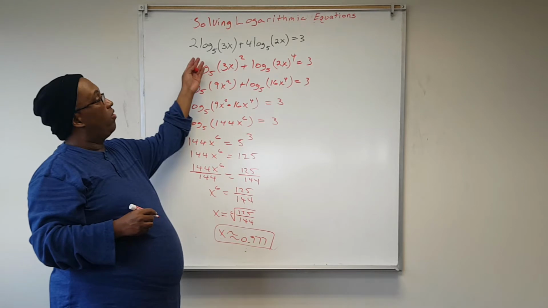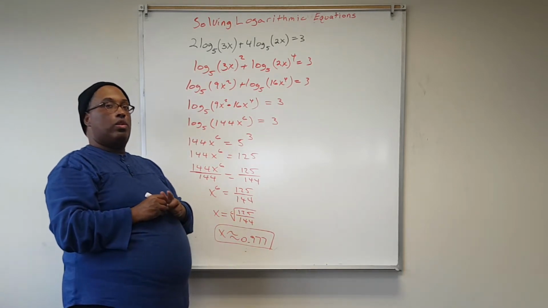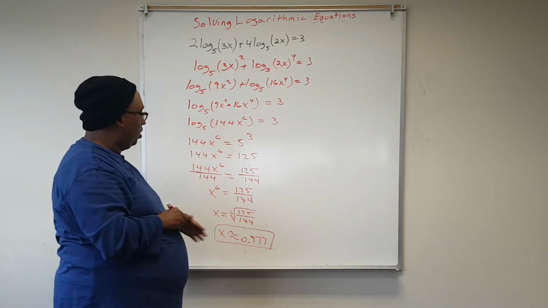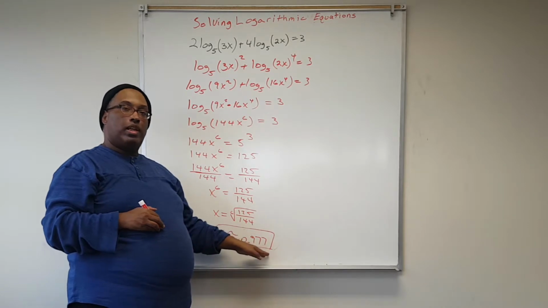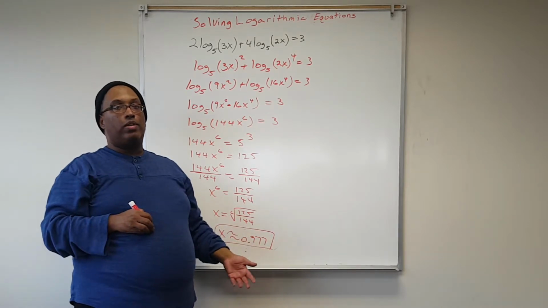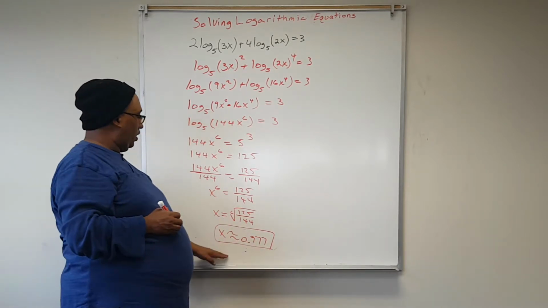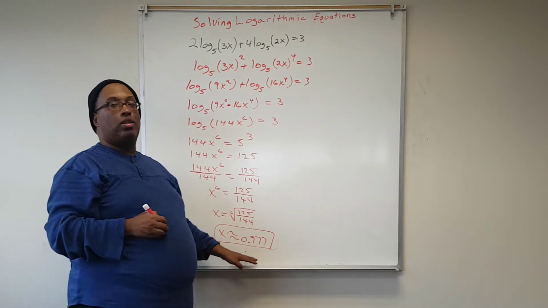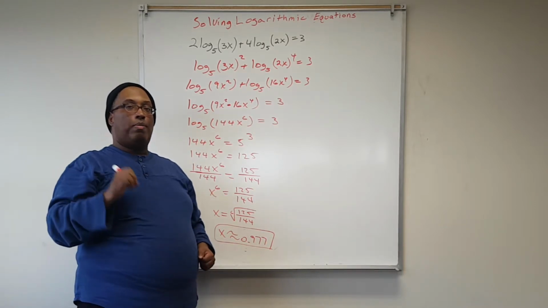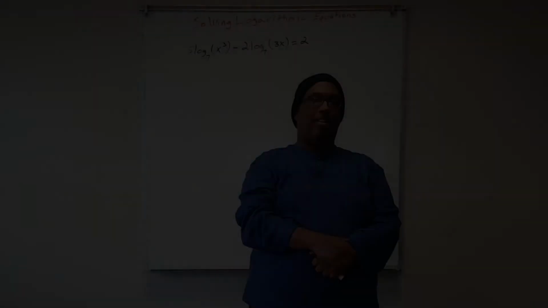Again, when you have a logarithmic equation, you want to round your answers to approximately 3 decimal places or 4 decimal places, depending on your teacher. This is the approximation to 3 decimal places. I'll be back with another example.